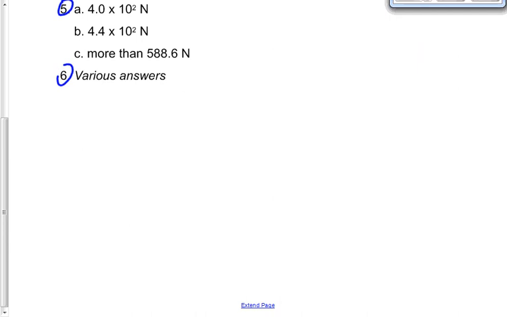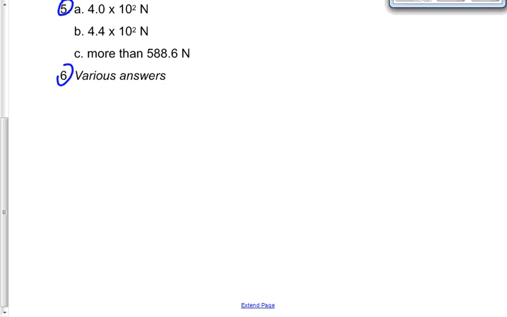Let's take a look at 5 now. This is a good one because it's like the question that's on your quiz tomorrow. It says a 100 kilogram object is at rest on a horizontal surface. There's a static friction coefficient of 0.60 and a dynamic friction coefficient of 0.45. We push on it with 400 newtons for 5 seconds. What's the force of friction acting?